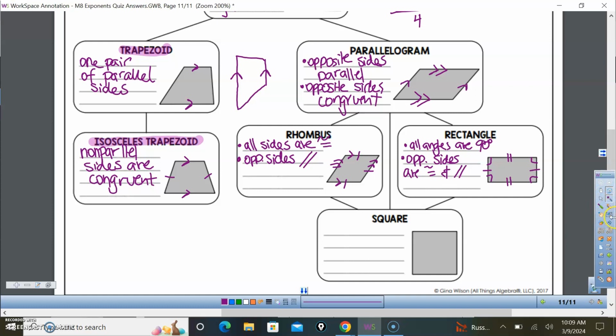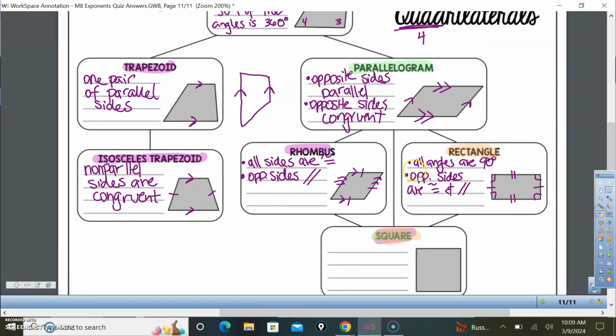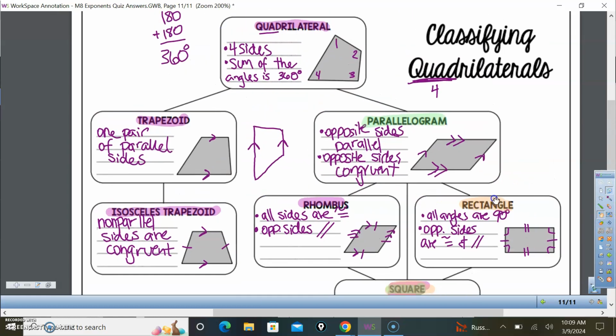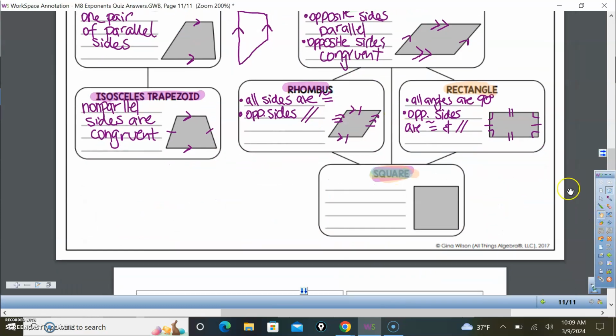And last but not least, we also have a square. And you can see that a square kind of bridges together all three of these. So a square is a special type of rhombus. A square is a special type of rectangle. A square is a special type of parallelogram. And a square is also a special type of quadrilateral. So a square meets everything on this right side of the flowchart. It meets all of the requirements.